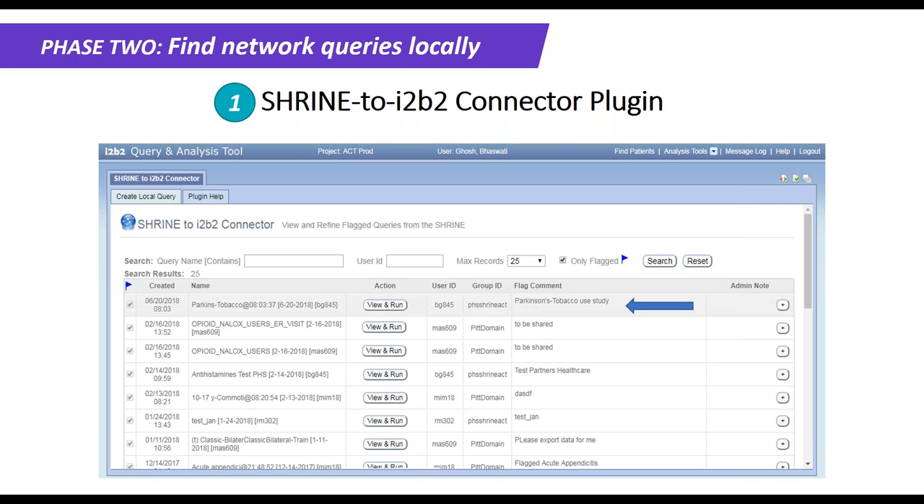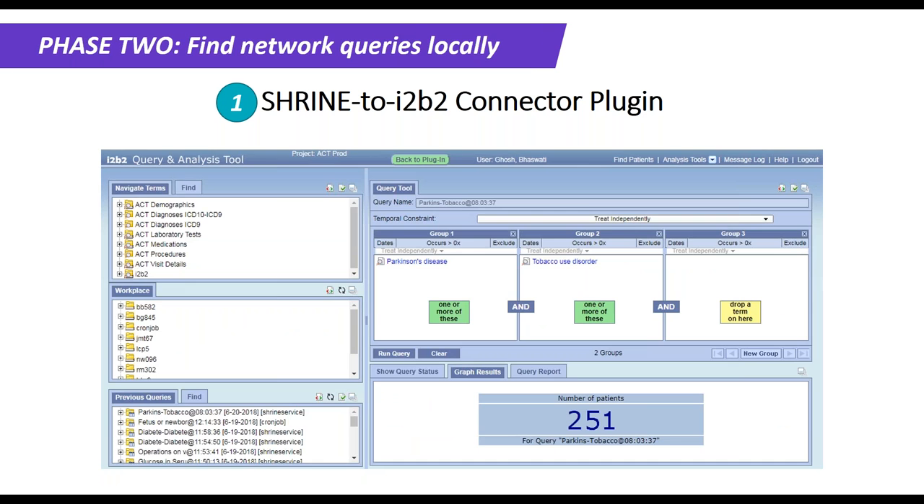Okay. So once you pinpoint what query you are interested in, you will click on view and run. And this is the query you saw the PI run in his Shrine web client, and now it is in your i2b2 web client. And I will just quickly mention this work list here. I know people are thinking about color coding and different things, but this little section here only belongs to the i2b2 web client. It's not present in the Shrine web client. Anyways, so now it is here in your i2b2 web client, and there is a count that was returned as a result of the query.